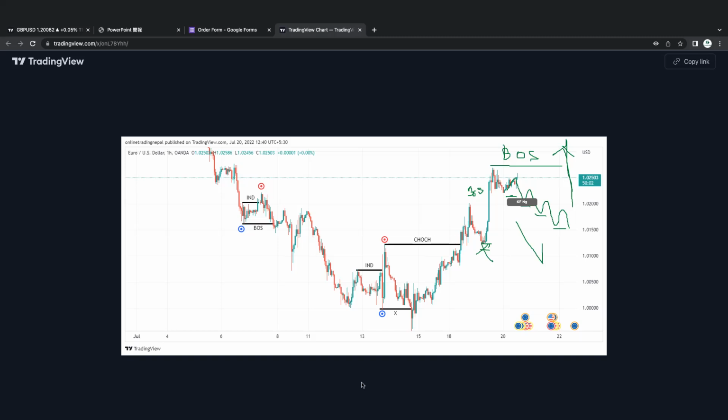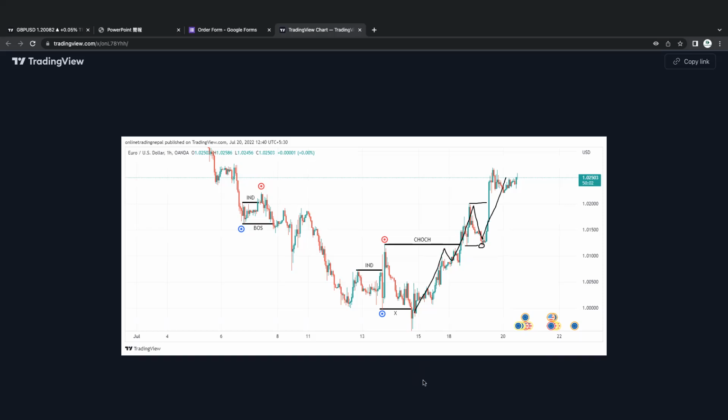How about the internal structure here, the internal BOS? As long as it did not break the low here, but it makes a big move upside, should it be considered a valid BOS? Actually, in this case, this is not BOS. If the market did not take out this low, it is not. If this low has been taken out, then this is a valid BOS. If not taken out, then this one is our single leg.